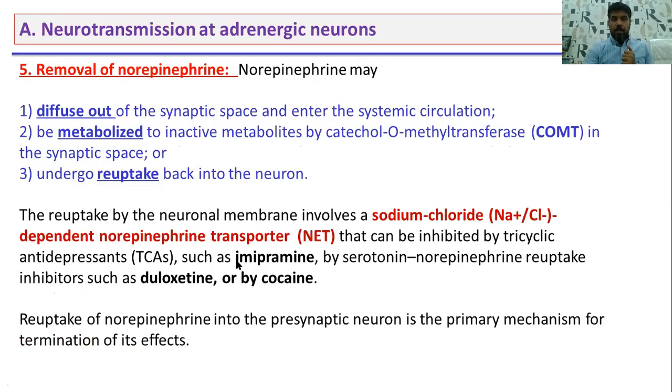Also, we mentioned tricyclic antidepressant medications such as imipramine and other medications such as serotonin-norepinephrine reuptake inhibitors such as duloxetine, which can also inhibit the reuptake of norepinephrine into presynaptic neurons. Why? Because this reuptake uses a specific mechanism, which is the sodium chloride dependent norepinephrine transporter. So these medications can inhibit that transporter and increase the level of norepinephrine in the synaptic cleft.